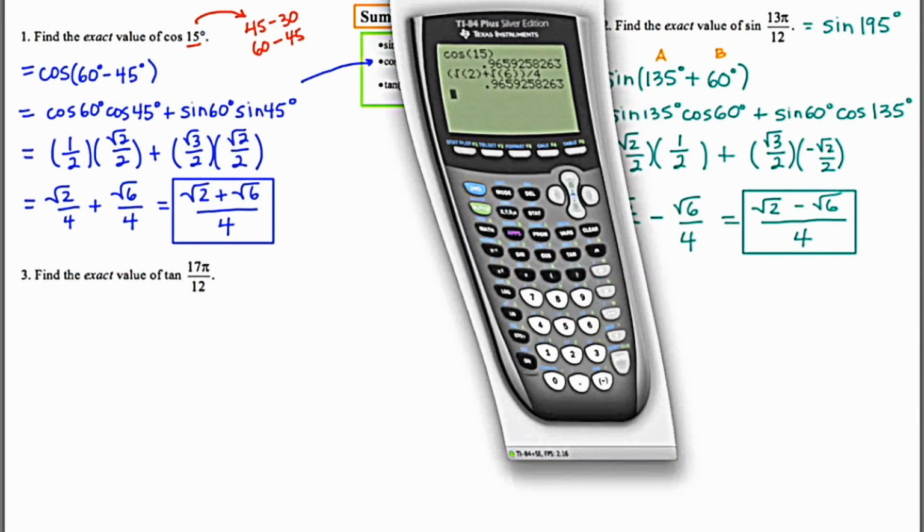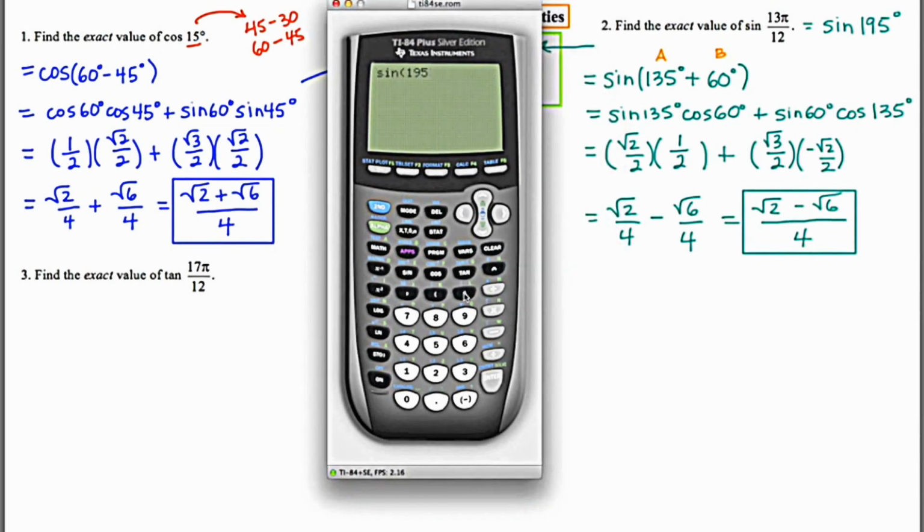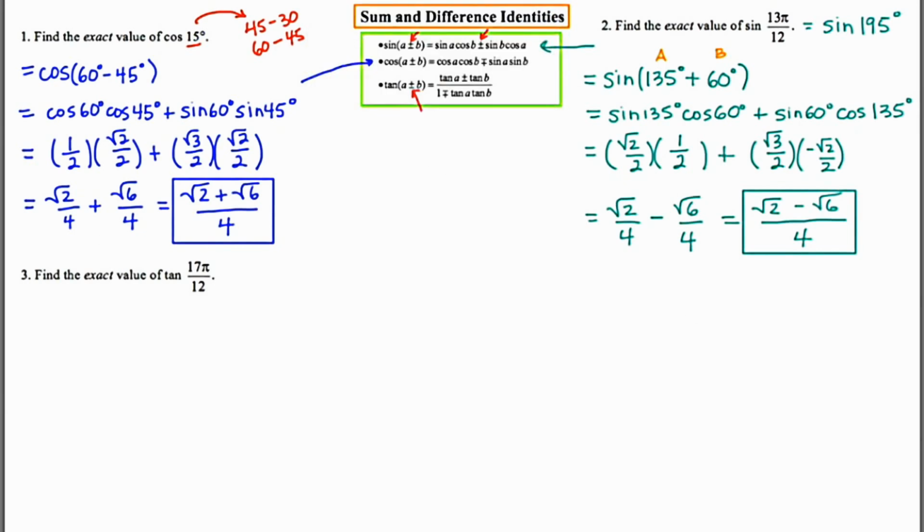Okay, now I'll get the calculator out to check. So I'll start by just entering sine 195 and seeing what the decimal is. Now I'll enter the radical answer, the exact answer. And let's hope when I press enter we get the same thing. And we do. So that tells me I did the problem correctly.